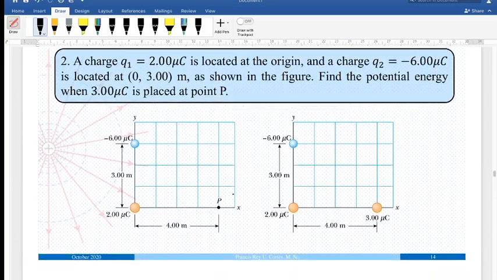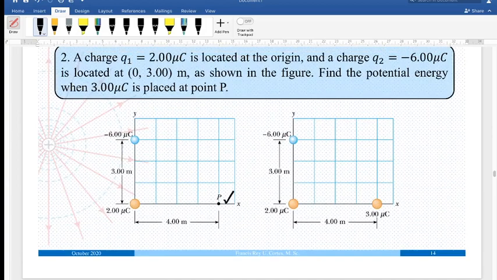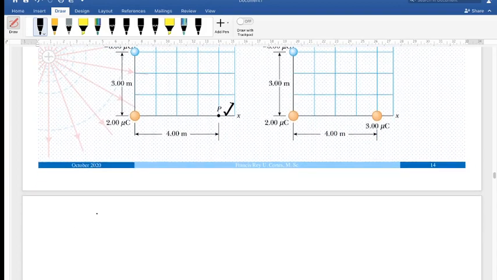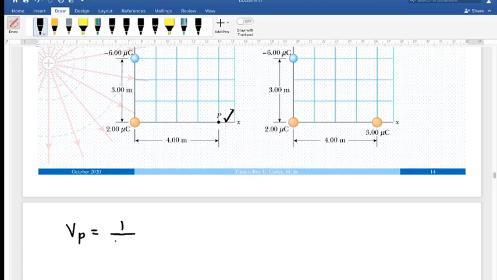So it is best to find first the potential at point P, then we will now deal with potential energy, just like what we did in sample problem number 1. Okay, so the potential at point P is just equal to 1 over 4 pi epsilon sub naught.